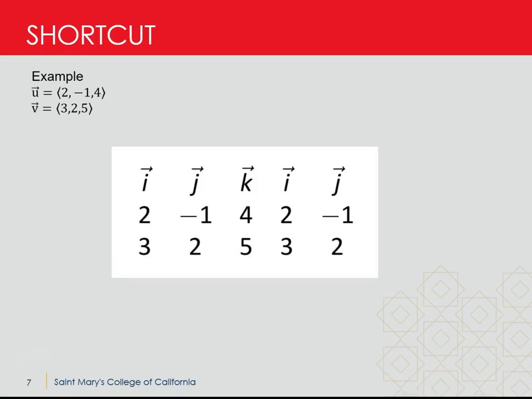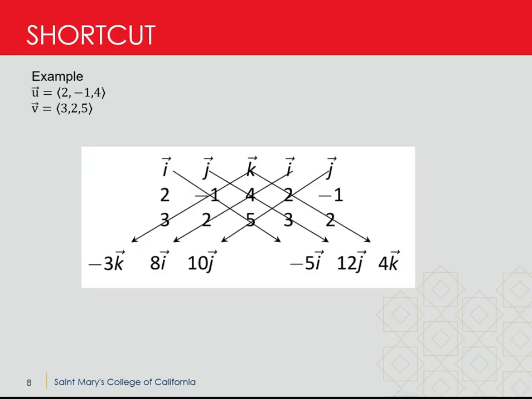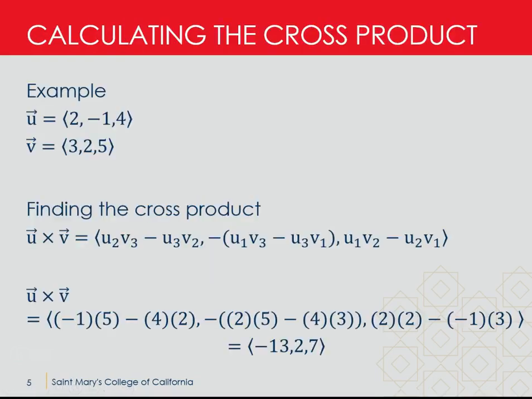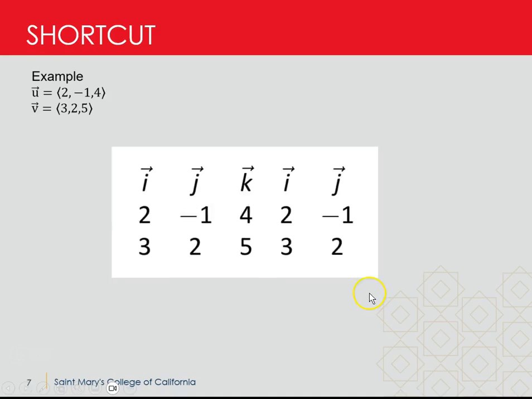Having done that, we draw arrows going down and to the right and down and to the left. We start with the ijk at the top and multiply down to the right. So we get i times -1 times 5, that's -5i. The j times 4 times 3 is 12j. K times 2 times -1 is -2k. Then we do exactly the same going down to the left with the k, the i and the j. And notice we get the 6 elements there. If we go back for a second, these are the 6 elements we have when we do this cross product.